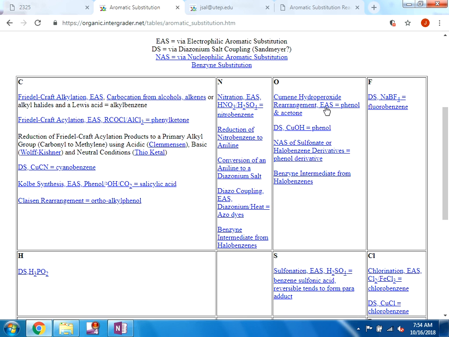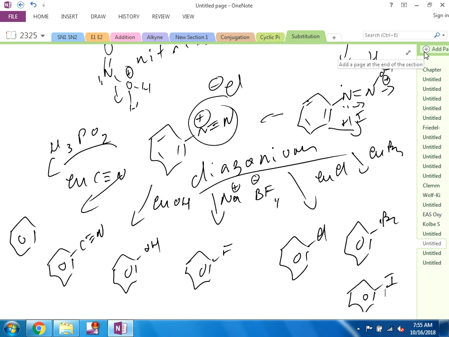Okay, so I've shown you pretty much everything here. I just want to show you 2 more mechanisms and then we'll be done. Well, almost done, at least for tonight's homework. I want to show you nucleophilic aromatic substitution and benzyne substitution.